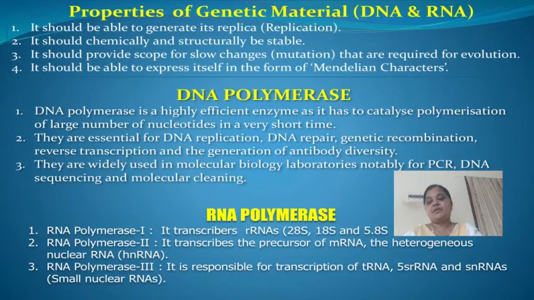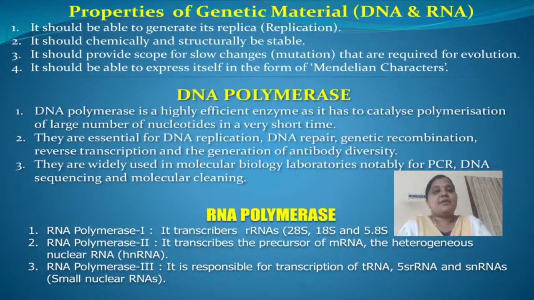Once again, I will repeat. If you observe the above discussion, both RNA and DNA can function as genetic material, but DNA being more stable is preferred for storage of genetic information. But for the transmission of genetic information, RNA is better. So these are the four genetic properties for DNA and RNA.